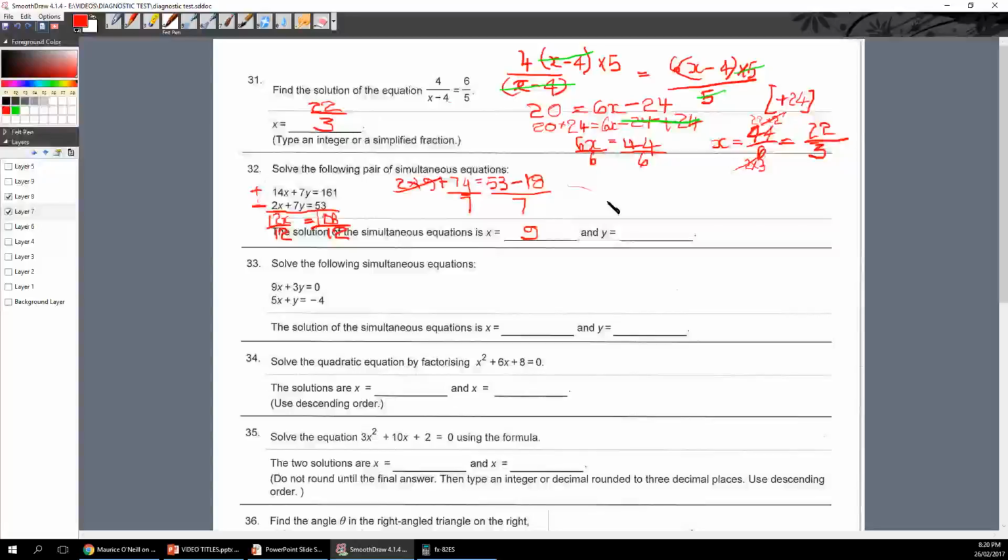So I'm just going to go y, because 7y divided by 7 is y, equals 53 minus 18. So that's 35, divided by 7 equals 5, because 7 fives are 35. So there's that one done, simultaneous equations. So that was quite a little easy one using that trick, but they're not always that easy.